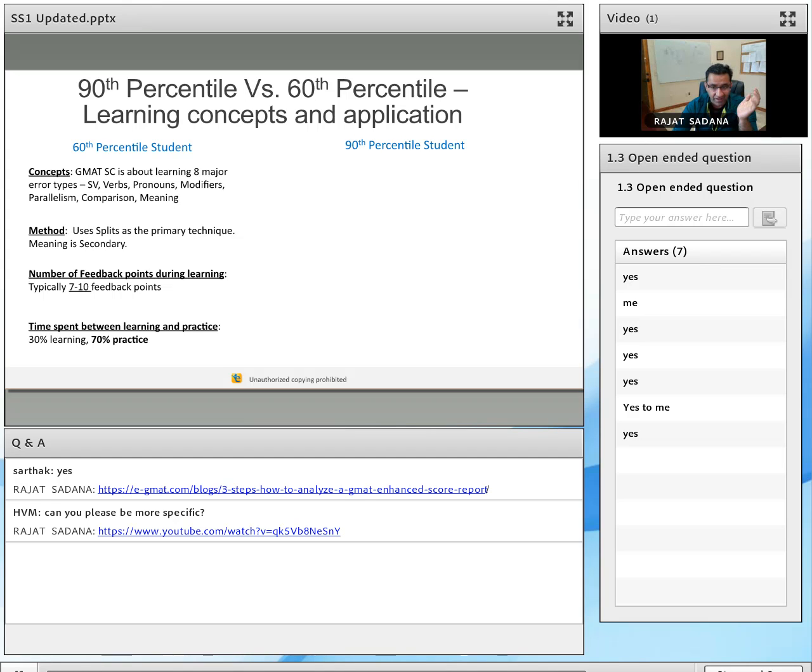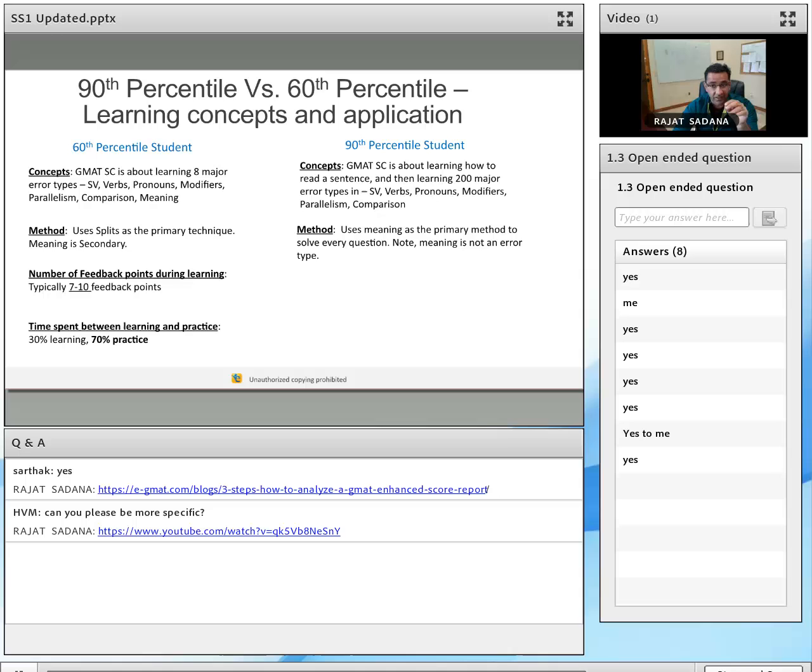Okay. A 90th percentile guy achieves this, looks at this very differently. They look at GMAT sentence correction as about learning how to read a sentence and then learning 200 error types. And the same error types, major categories don't change, but there are subcategories in each one of these. And they learn it, they focus on that. They use meaning as the primary method to solve every question. They don't consider meaning as an error type. And there's a big difference here.